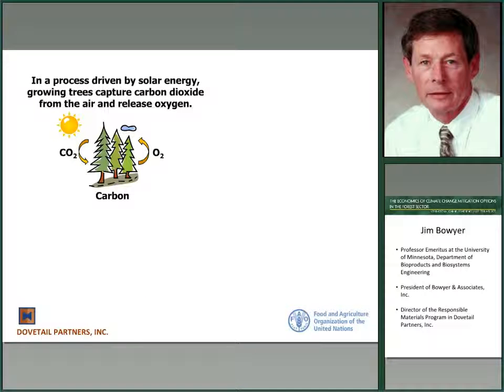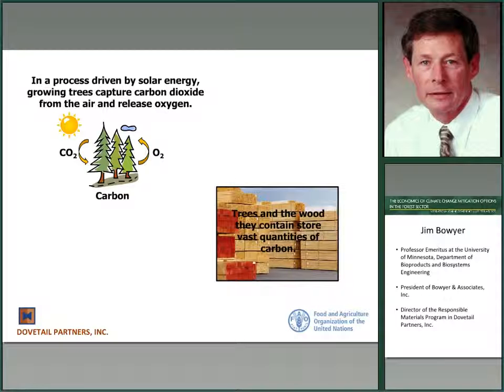Wood, as you know, is formed through a process of photosynthesis. Carbon dioxide is captured from the air and water is taken up from the ground, and we get a combination of leaves, and sugars are formed, principally cellulose, but a number of 5 and 6 carbon sugars. And these are used in the process of wood formation. Those sugars, in fact, are building blocks of wood. And the result is that trees and the wood they contain can store vast quantities of carbon.